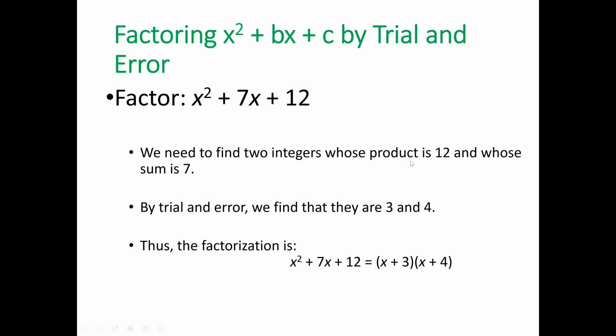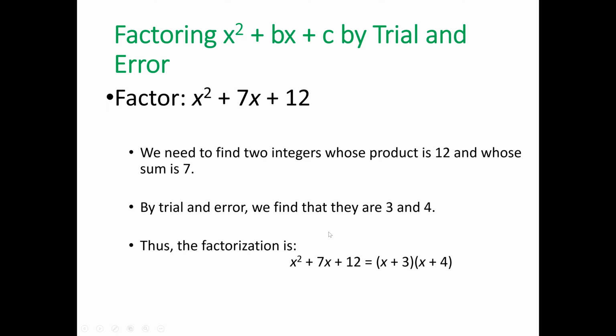The product is 12 and the sum is 7: 3 and 4. So finally, we get x plus 3 and x plus 4. Now, if we multiply every term here, we should get x squared plus 7x plus 12. x times x is x squared. 3 times x is 3x. 4 times x is 4x. So 3x plus 4x is 7x. Then the last term, 3 times 4, is 12.